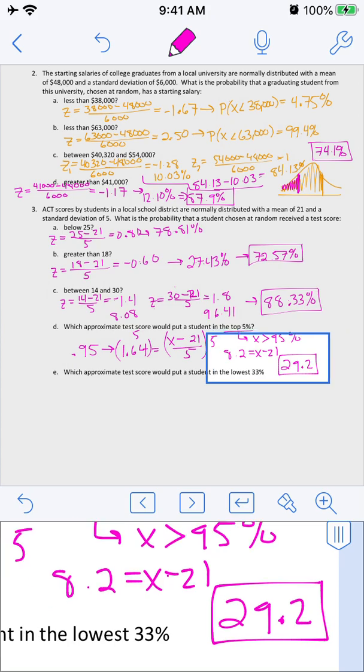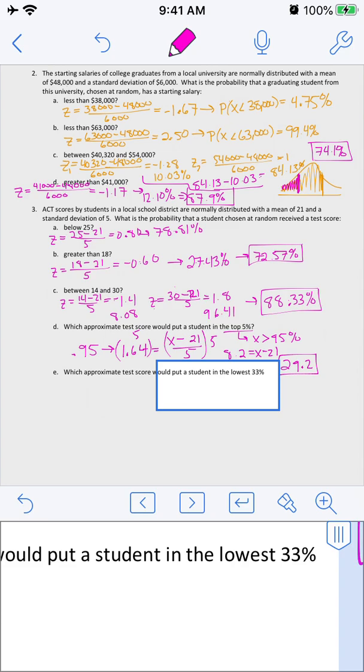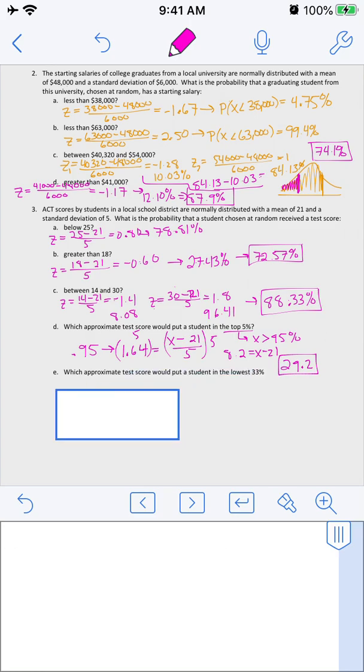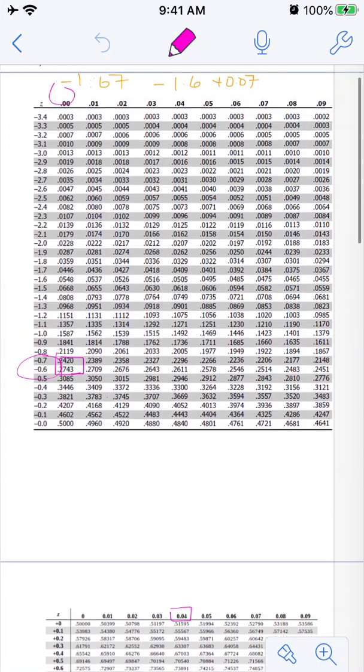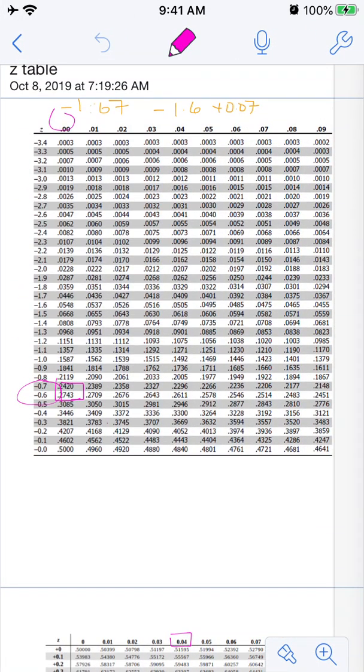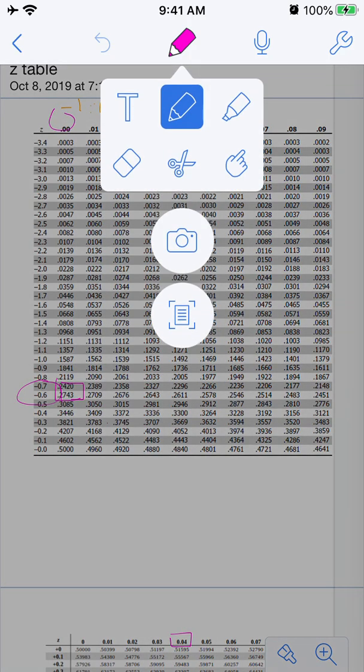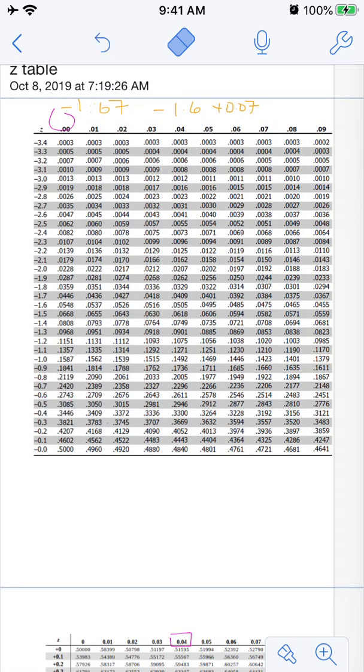Let's try another one. What test score would put a student in the lowest 33%? All right, no conversion here between 5 and 95, just straight up 33%. So 0.33. Let's go see what z-score does that. Okay, going back to the negative side now, because I kind of know it's negative because it's less than 50, right? 50 would be the mean. Anything less than that would be on the negative side. Anything bigger than that would be on the positive side. So I'm going to go search around.